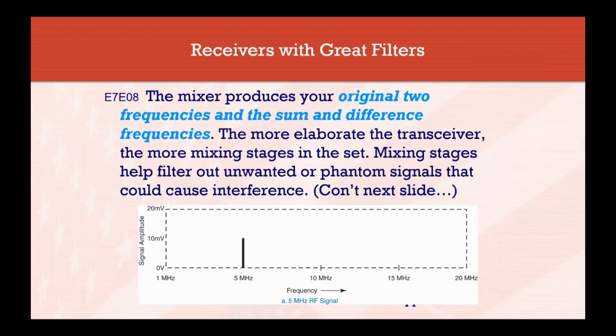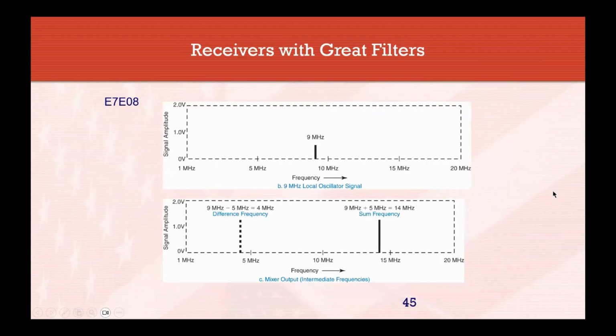Mixer produces the original two frequencies, the sum and difference, as we've talked about, and this is trying to show this. We have a 5 megahertz signal coming in as shown in that little chart at the bottom. And then, in addition, we're using a 9 megahertz local oscillator signal. And when it mixes with 5, we get both the 5 and the 9, the difference frequency, which is 4 megahertz shown in the bottom chart. And we get 9 plus 5 or 14 shown in the right end of the bottom chart. So they're just illustrating the output of the different frequencies.